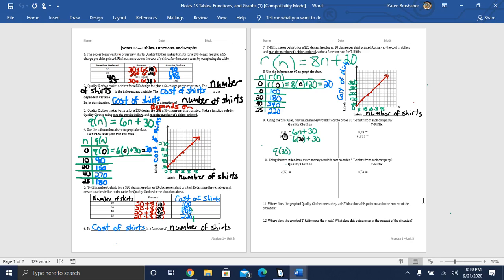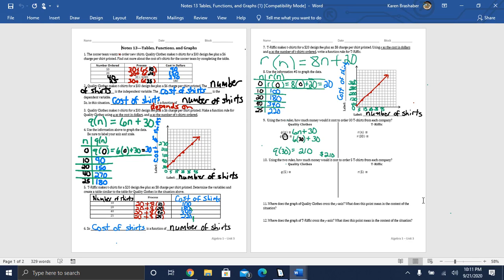So Q of 30 would be 6 times 30, which is 180, plus 30. And that's going to give you, so this is 180 plus 30. We could do that on your calculator. So 180 plus 30 is going to give you 210. And so the cost of the clothes at Quality Clothes is going to be $210.